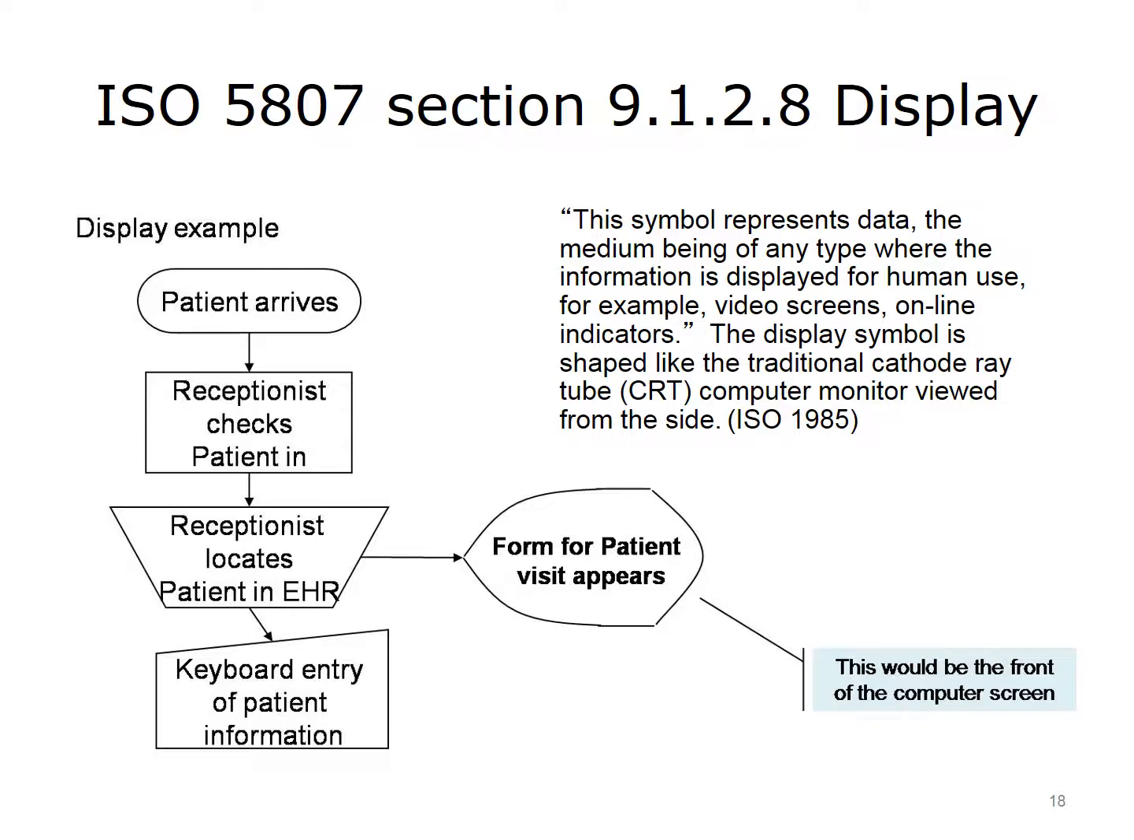The flowchart example on the slide shows the following. Patient arrives. Receptionist checks patient in. Receptionist locates patient in EHR. Form for patient visit appears on computer screen. Keyboard entry of patient information.